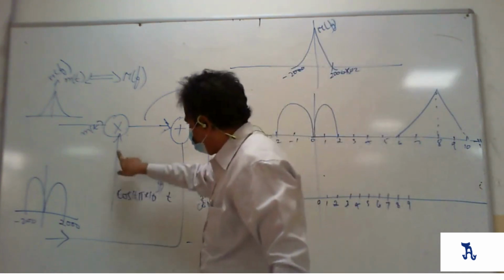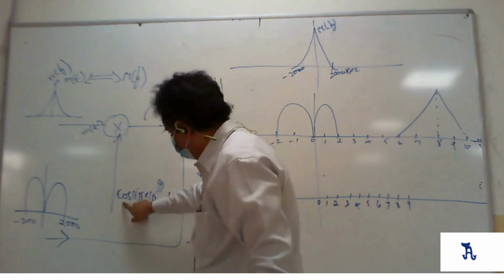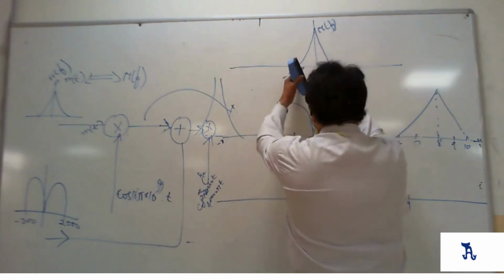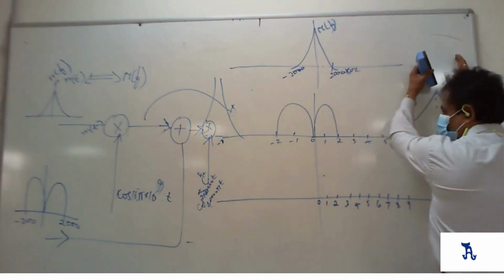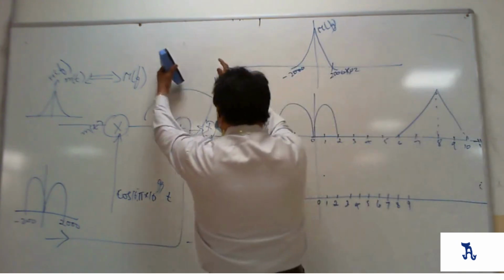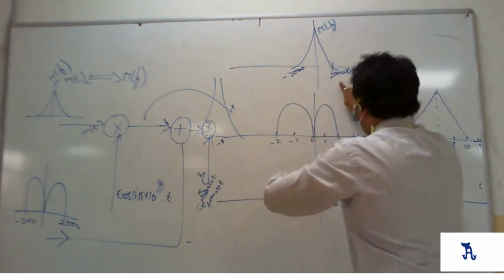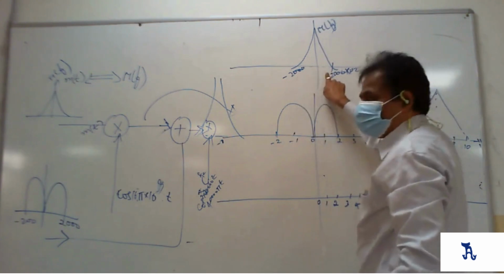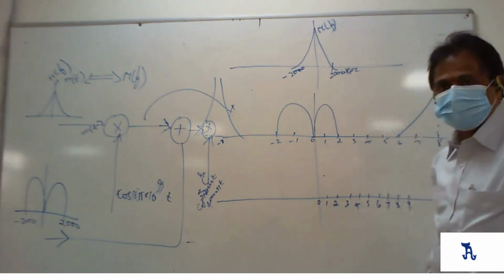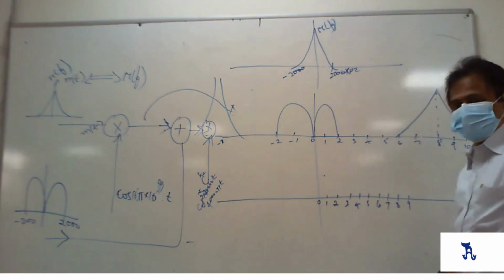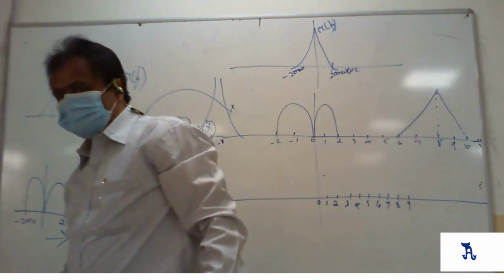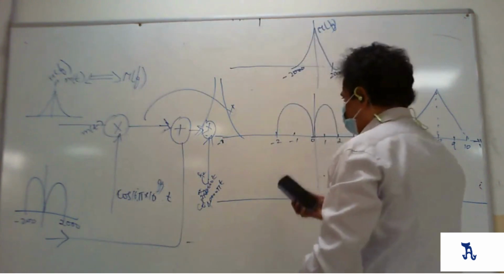When you multiply the carrier signal cos 16 pi, what will happen? This will go and sit on the 8 kilohertz. Okay, this side, this will also go and sit on the 8 kilohertz. So then this will become the upper sideband, and this will become the lower sideband. I understood. It's very easy to remember this step. Okay.